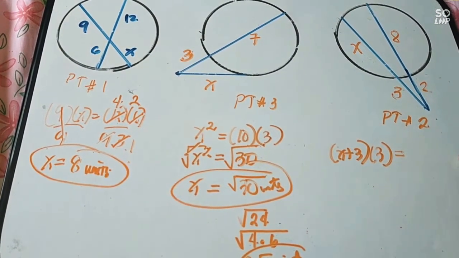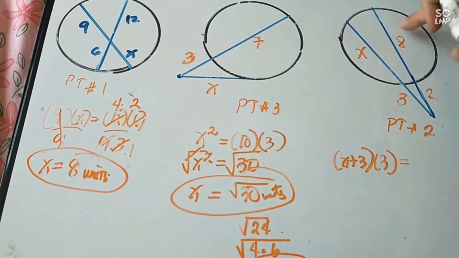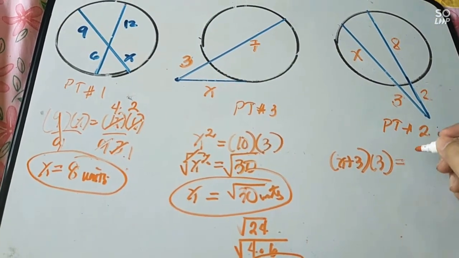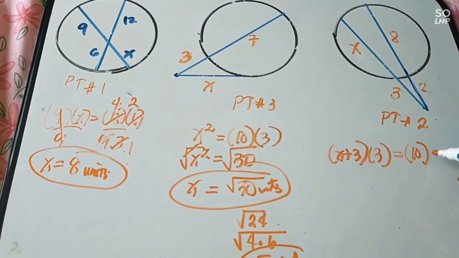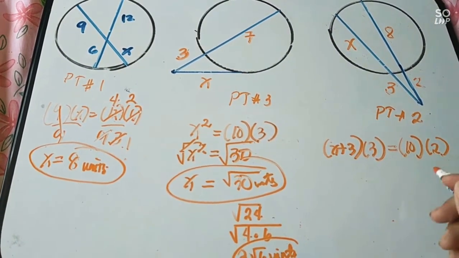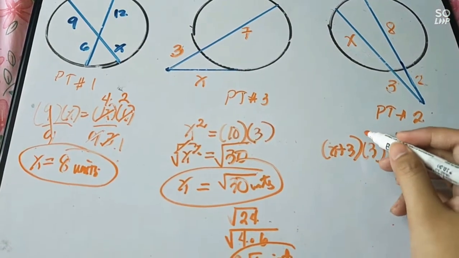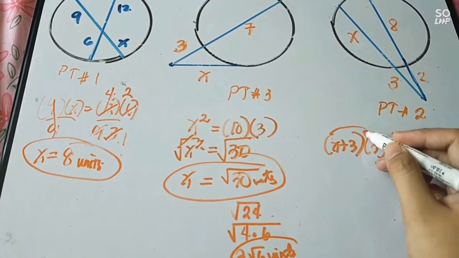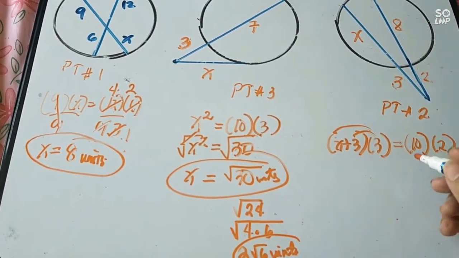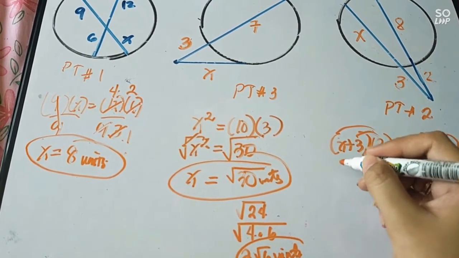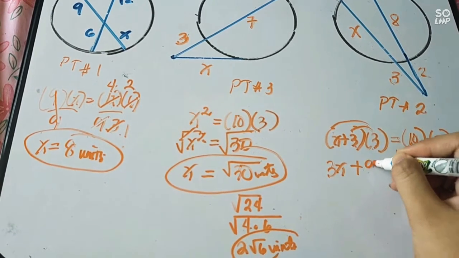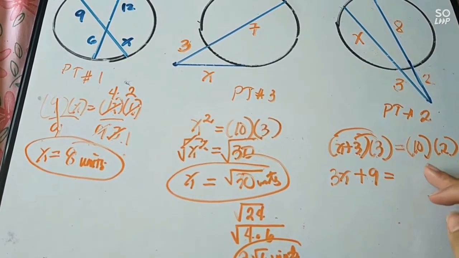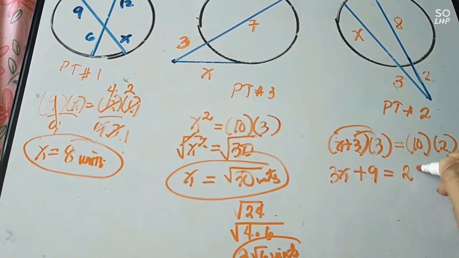Equal to, kabuuan nito, 8 plus 2, we have 10. Then, multiply mo sa external, we have times 2. Then, we have here, you are going to multiply 3 to the binomial. So, distribute mo. 3 times x, you have here 3x. Then, 3 times 3, we have here plus 9. Is equal to 10 times 2, we have 20.